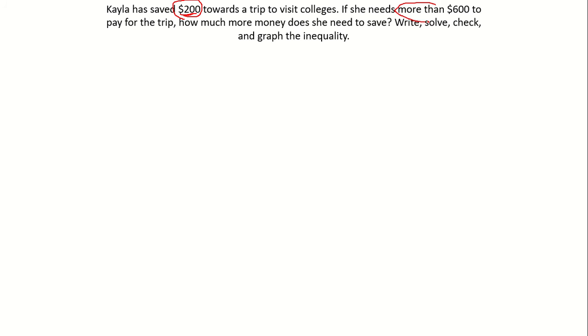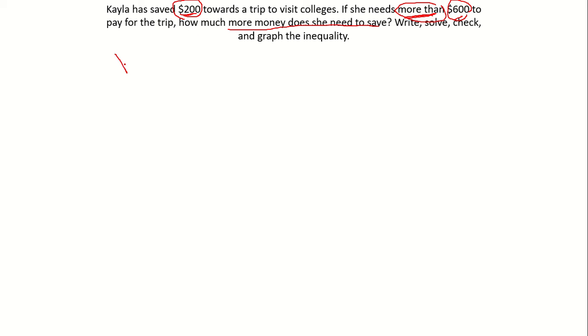If she needs more than $600, remember we worked with these today, the more than, at least kinds of word phrases. More than $600, there's our second number, to pay for the trip. How much more money does she need to save? So that's going to be a variable, the amount of more money that Kayla needs to save. Write, solve, check, and graph the inequality.